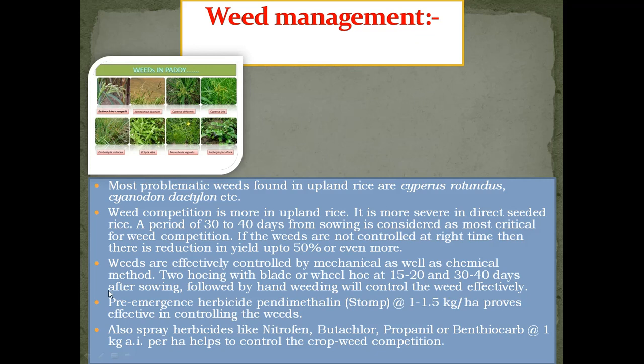But in case of lowland, mechanical weed control is not possible because of the waterlogged conditions. But in case of upland or direct seeded rice, mechanical as well as chemical methods can be followed. The pre-emergence herbicide pendimethalin, that is Stomp, at the rate of 1 to 1.5 kg per hectare proves effective to control the weeds in upland rice. Also, spraying herbicides like nitrofen, thiobencarb, propanil, and benthiocarb at the rate of 1 kg active ingredient per hectare helps to control crop-weed competition. This is weed management in upland rice.